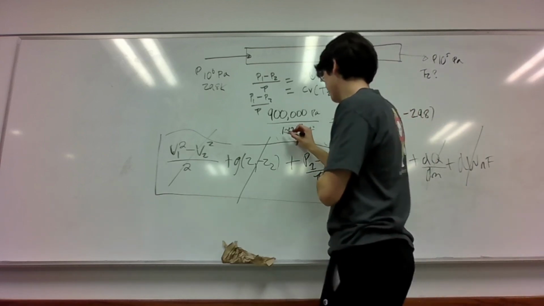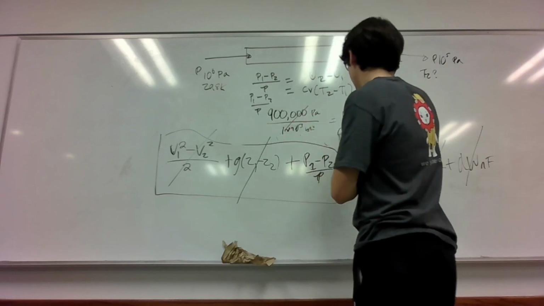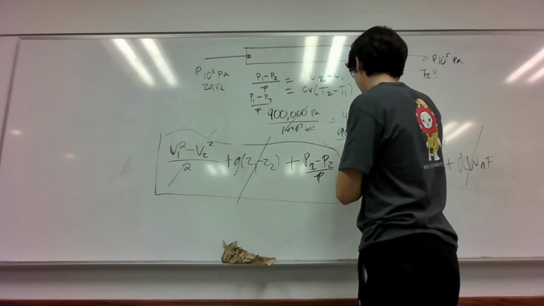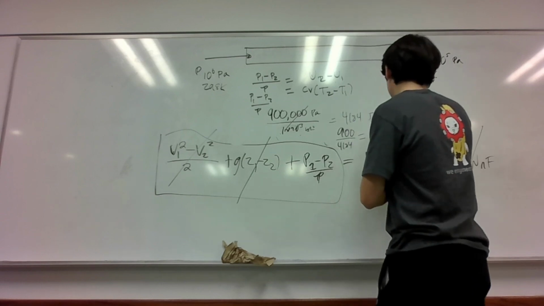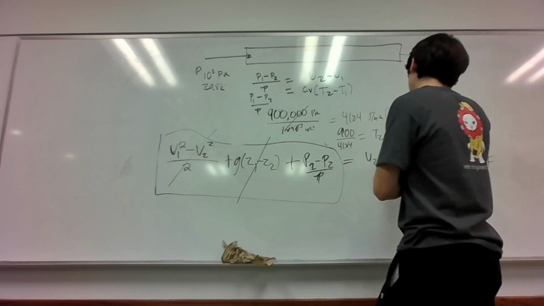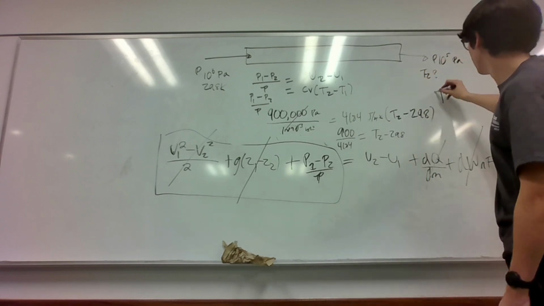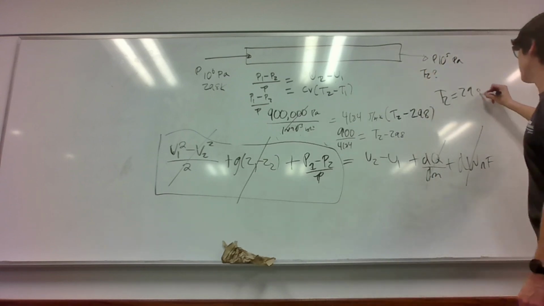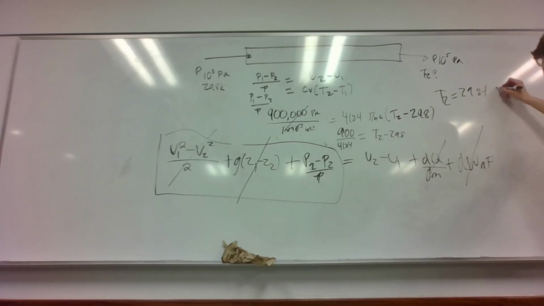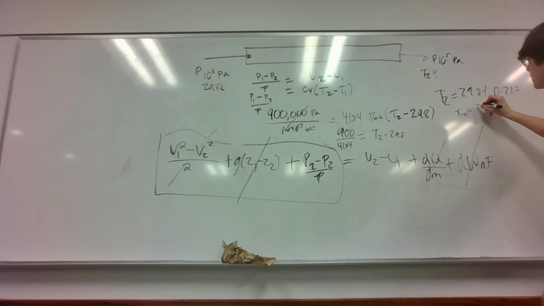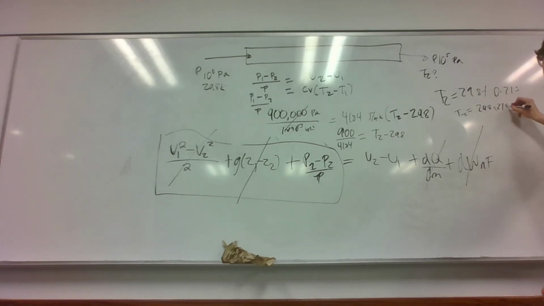So we go ahead and simplify this. This becomes 900, and then divide it by 4,184 equals T2 minus 298. So T2 is equal to 298 plus this number, which I believe is around 0.215. So T2 is equal to 298.215 Kelvin.